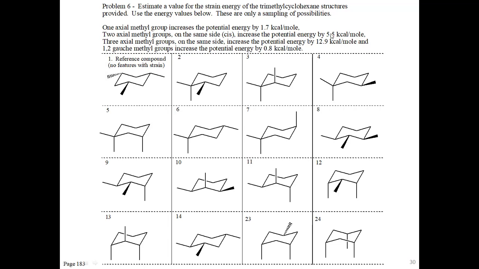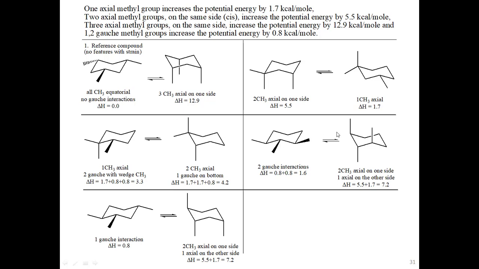Now, there's only one possibility, but they could all 3 be on the same side, and that would be a lot of energy because they're really crowding each other, and I tell you that's 12.9. And then our gauche interaction is 0.8. So knowing these numbers right here, you could calculate the energy of every single cyclohexane here. So what I will do on the exam is I will give you one of these, and then I will give you its other conformation if it flips. So I have 5 examples here.